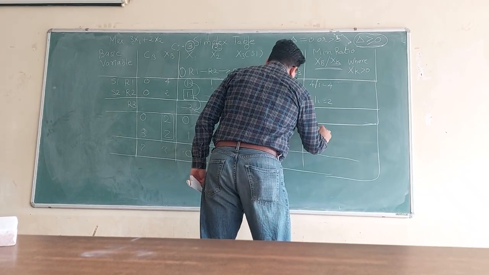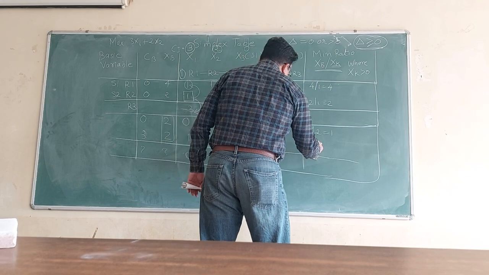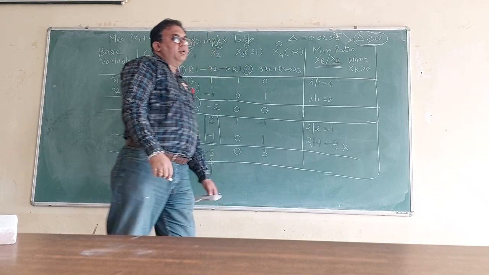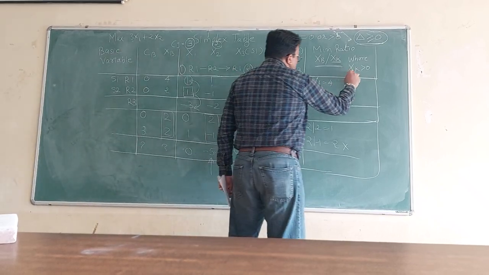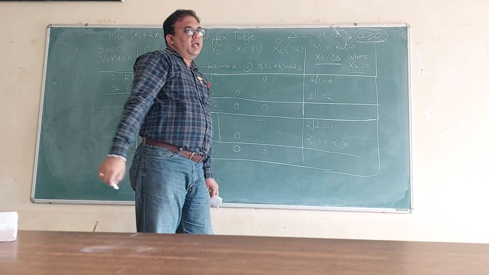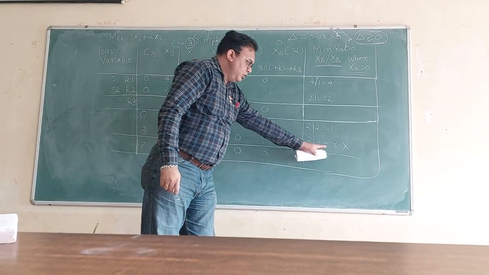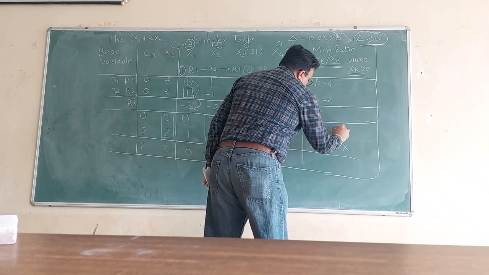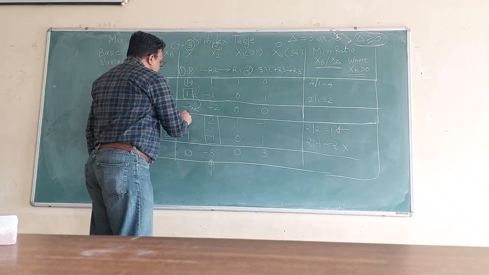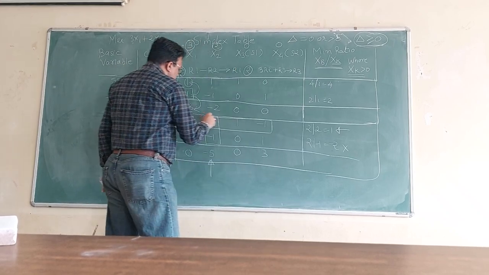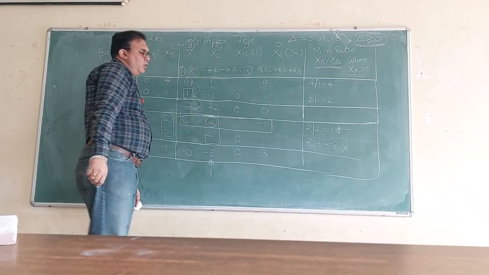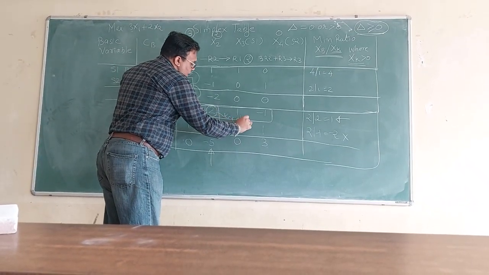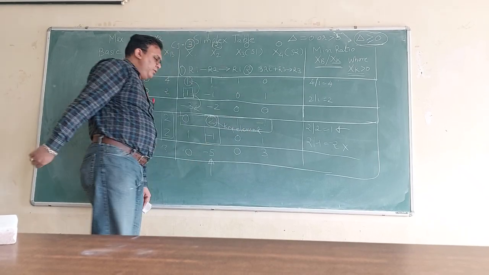2 divided by 2, that is 1, and 2 divided by minus 2. But this minus 2 is not going to be considered because xk must be greater than 0. This is minus 2, so we are not considering this value. We have to consider this 1 as the minimum. And from this row, we found 2 as a key element. This 2 is a key element.